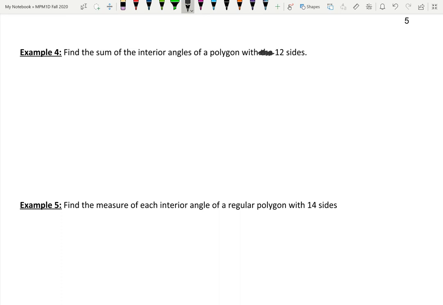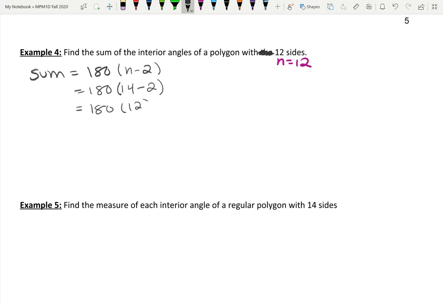Find the sum of the interior angles of a polygon with 12 sides. Okay, so my n is equal to 12. Start off with my formula. Okay, and then I'm going to plug in my n value and simplify. Okay, so the sum of my interior angles is 2,160.